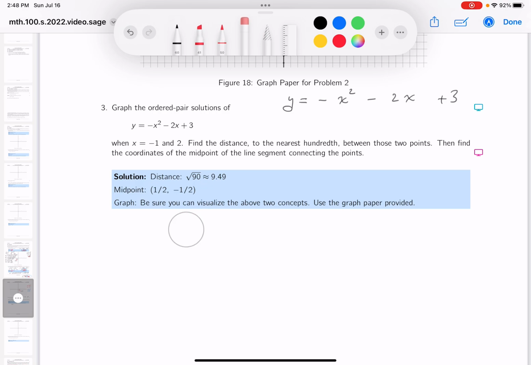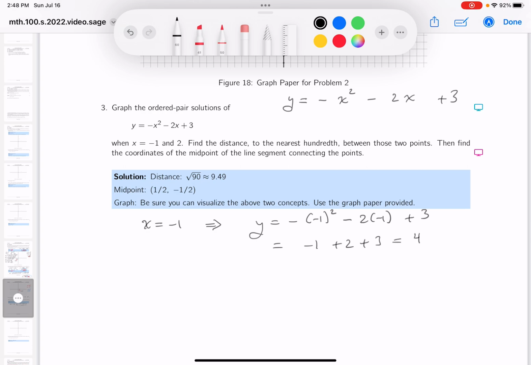They say x equals minus 1. Whoops, let's go back and do that again. X equals minus 1. Let's find out what y is. What's y going to be? It's going to be the opposite of minus 1 squared, minus 2 times minus 1, and then plus 3. Let's go through that. What do you get there? Minus 1, then plus 2, plus 3, and that gives you 4.